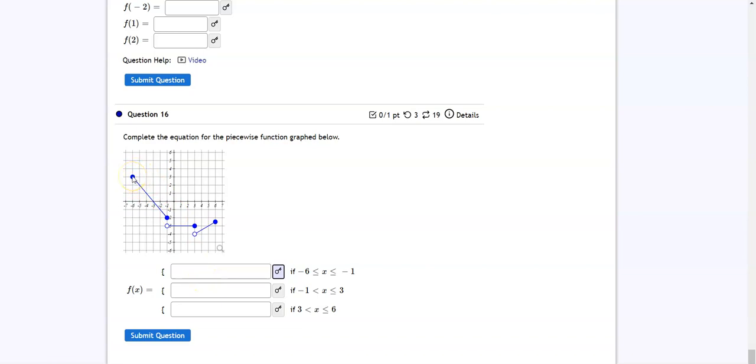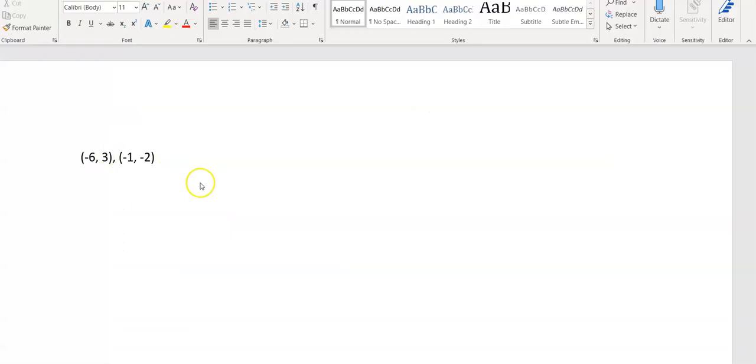Let's notice that we have this point right here, which is negative 6, 3. So I'm going to write down the point negative 6, 3 and this point right here at the end, which is negative 1, negative 2. And this is a line segment, so I'm going to find the equation of the line that this would have been if it weren't just a segment. So I'm going to go back to a page, take these two points, and we'll find the equation of the line. And actually, I just thought about it.